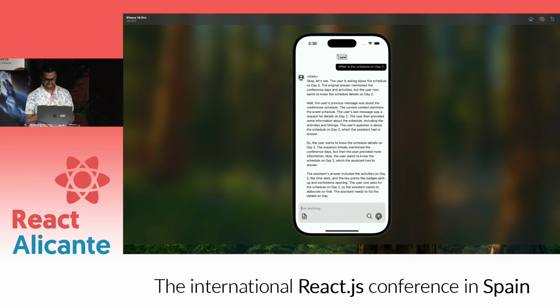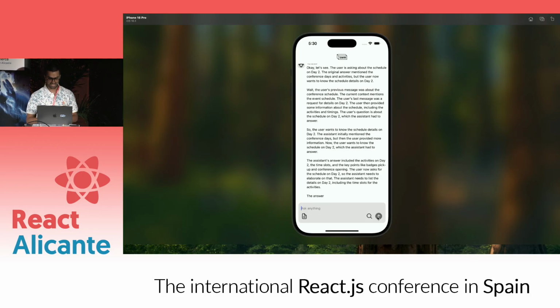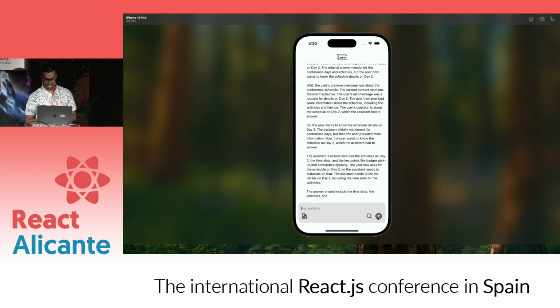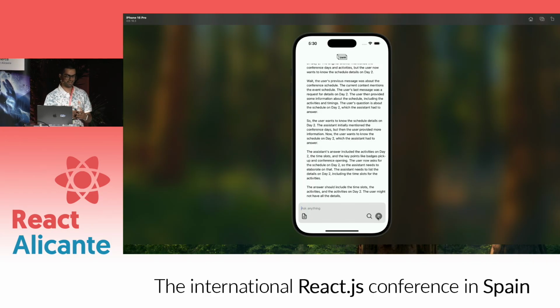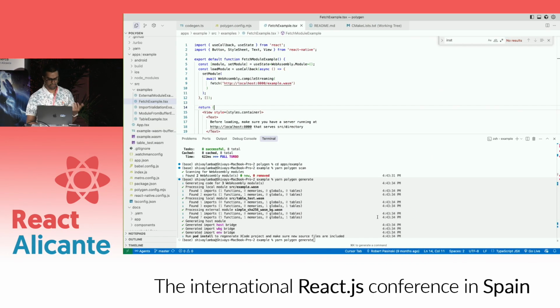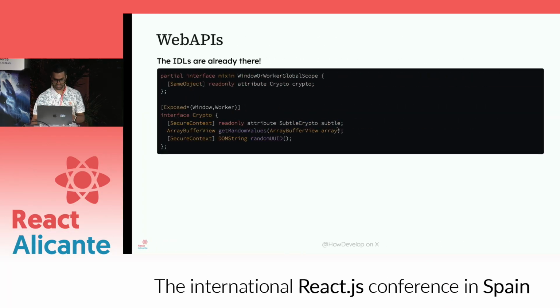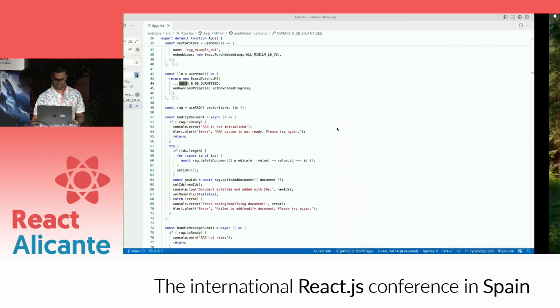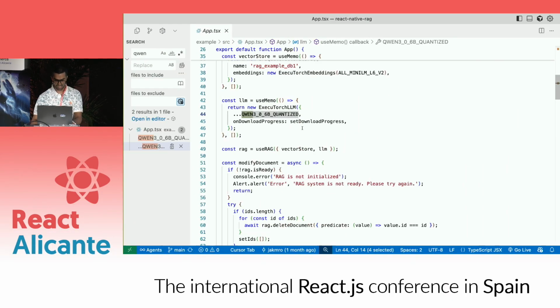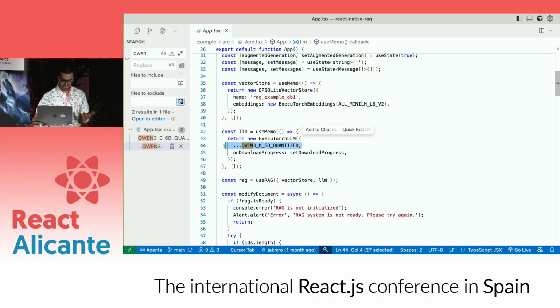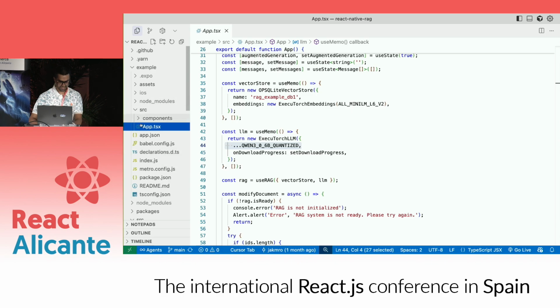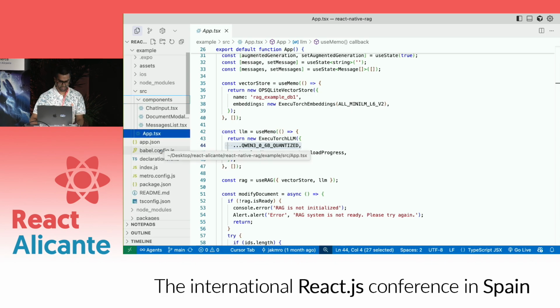Here you can see that it gives me the results of all of the different things that are happening on the day 2 schedule. And this is an example of a React Native app. If you want to quickly look at the code base, I'll just quickly go into it here. You can see that we are using the Qwen 3 quantized model, and in our app here we are defining our entire logic with our components.